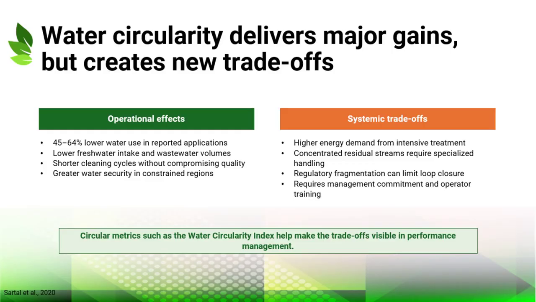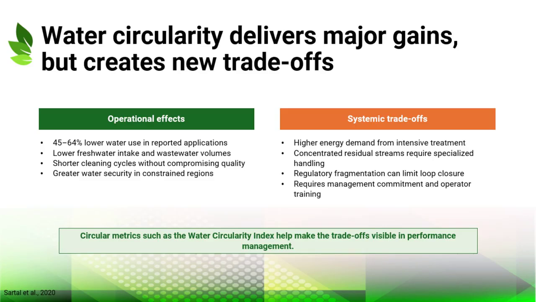Water circularity can deliver major gains, but it also creates trade-offs. The source document reports reductions of 45 to 64% in water use in some applications, along with lower freshwater intake, lower wastewater volumes, shorter cleaning cycles, improved productivity, and stronger water security. These benefits are especially important in agri-food, dairy, and semiconductor contexts.